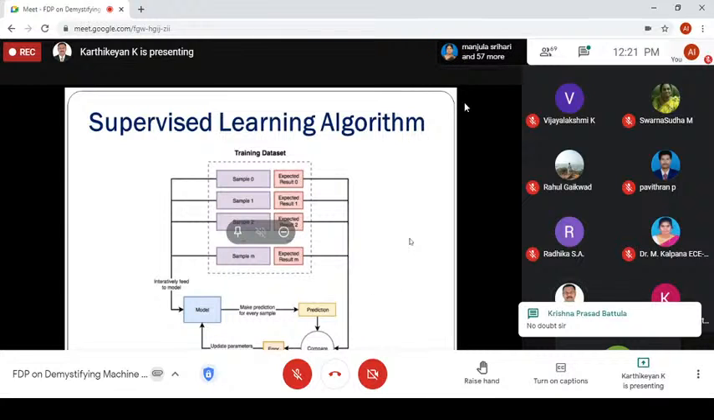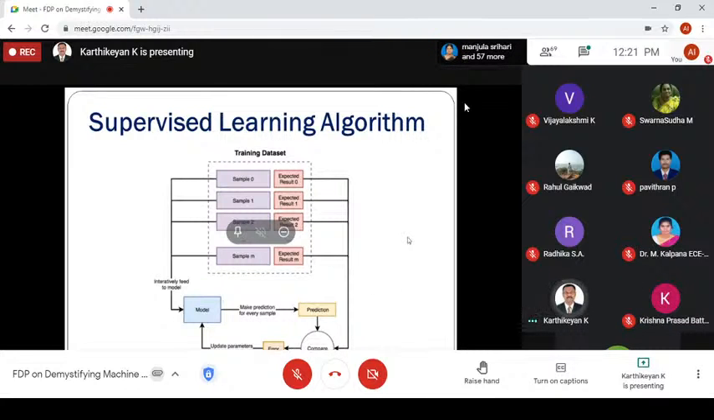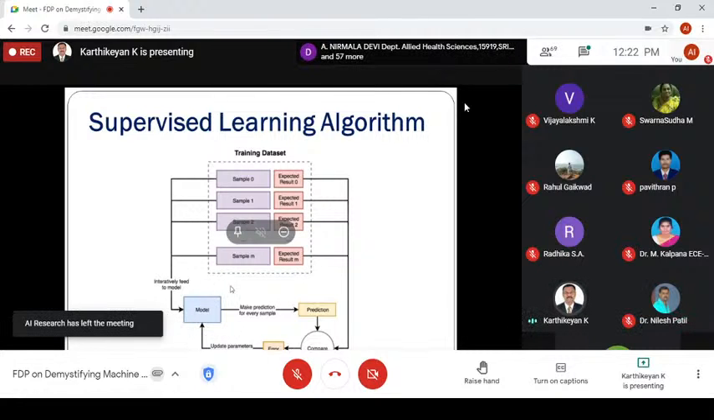Right. Now this is the basic process flow. Based on this process flow, each and every supervised learning algorithm will work, but there will be slight modifications according to the specific purpose it is used for. Suppose for classification, there will be changes in the model. For regression, there will be changes in the model, but the general process flow will be this one.